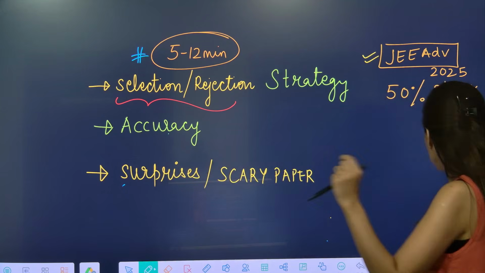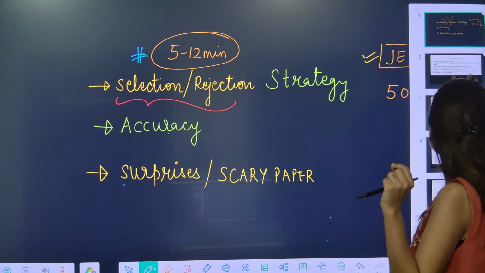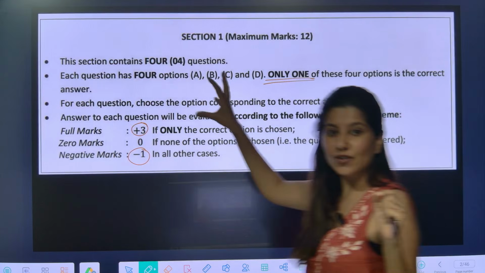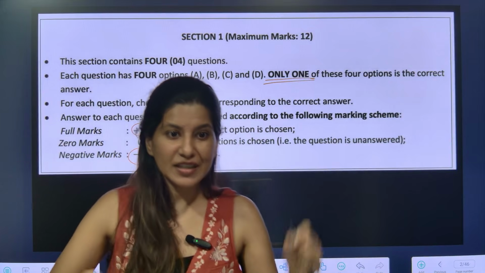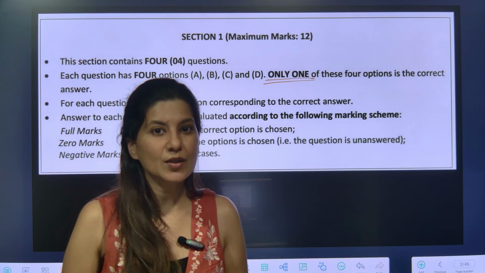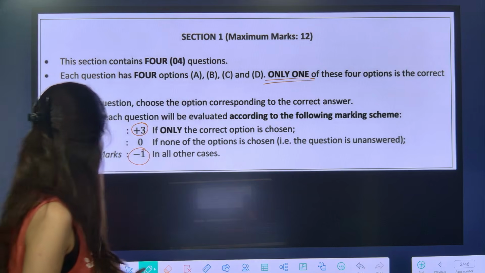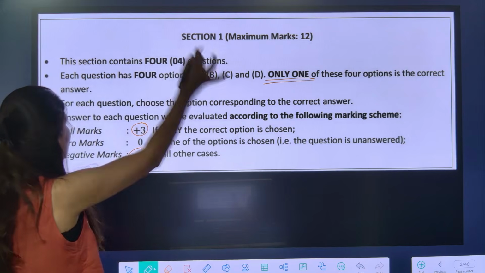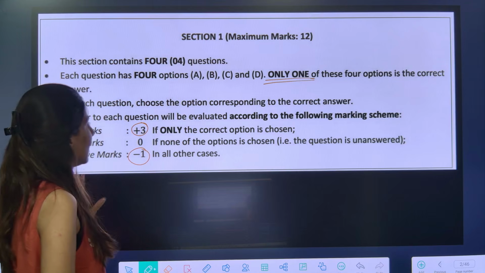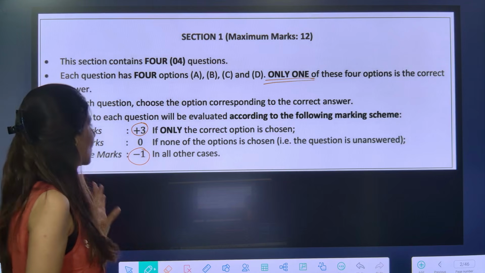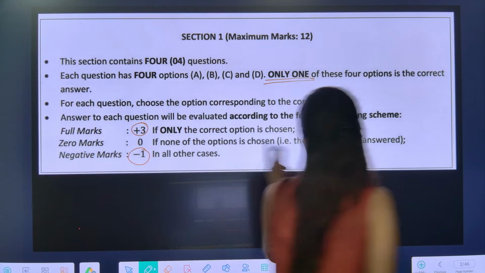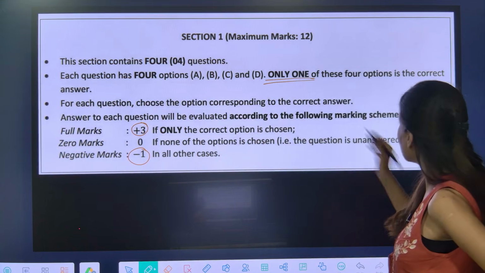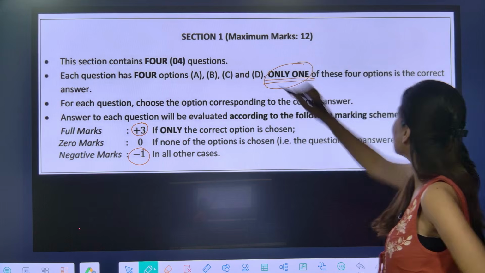Okay, how to dominate the JEE Advanced paper? Let me tell you. So this is the JEE Advanced 2025 paper. With the help of this paper, I am going to explain the strategy. First of all, you have to scan and read it nicely. Section number 1: 4 marks, plus 3 if you are doing it right, minus 1 in all other cases. Okay, unanswered 0 marks, also single correct. Only one of these 4 options is correct.